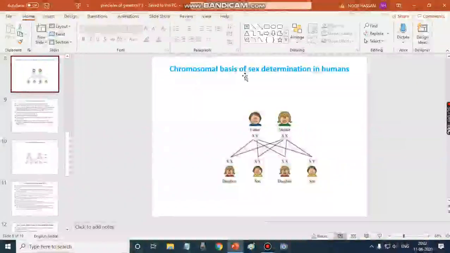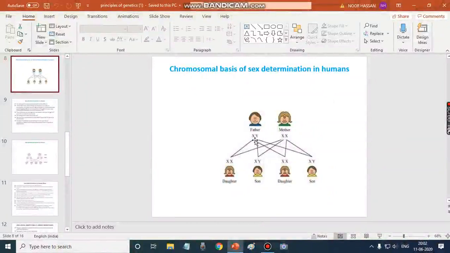This is about the chromosomal basis of sex determination in humans. So this is the father with the XY chromosomes and the mother with the XX chromosomes. So these are the children produced, the offspring produced. So XX, XX, and XY and XY. So this is how children are born, and this is the determination of sex in humans using this chromosome type.